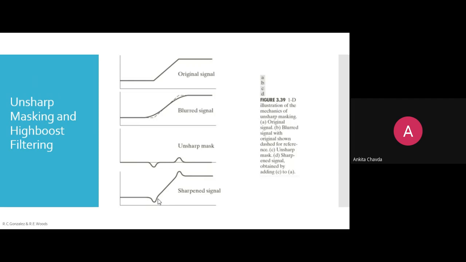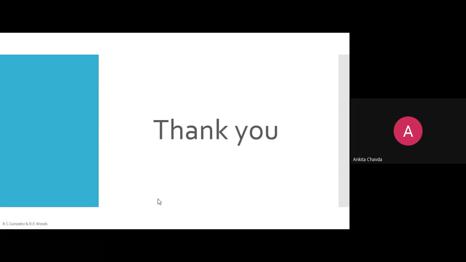So this is all about the third unit, and here we have finished image enhancement. Next time we'll start with the frequency domain and its filters. There are mainly two, low pass and high pass, and the Butterworth. So that we will see.